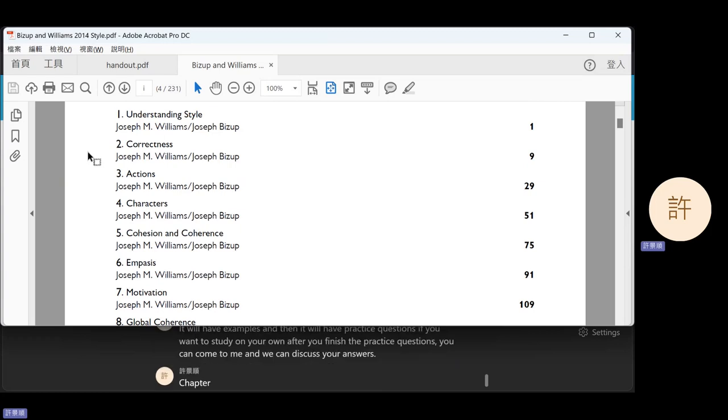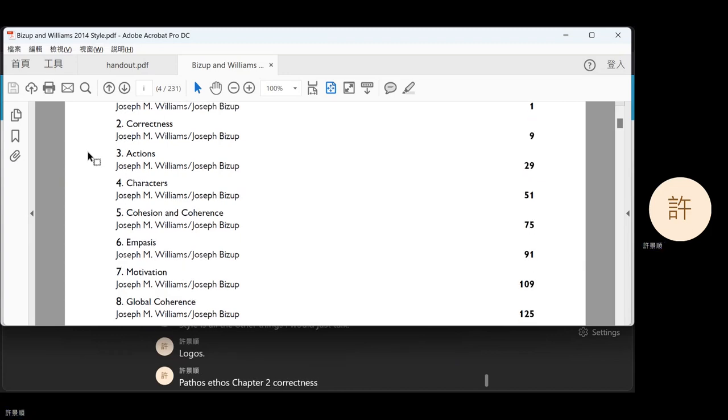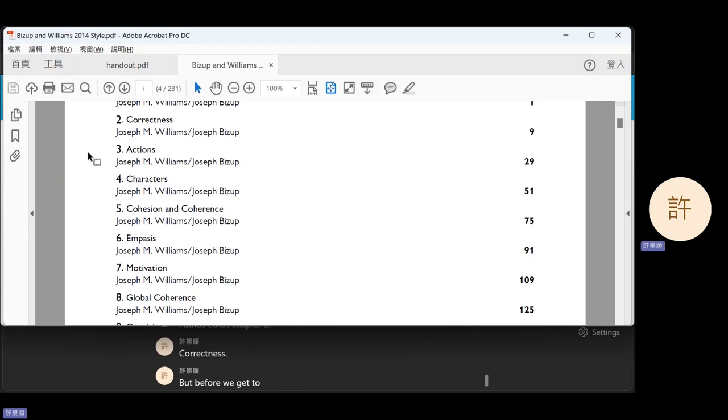Chapter one, what is style? Style is more than correct. Style is all the other things I was just talking about, logos, pathos, ethos. Chapter two, correctness. But before we get to style, you do have to make sure that your essay is correct. You don't have mistakes related to grammar. You don't have mistakes related to accuracy.